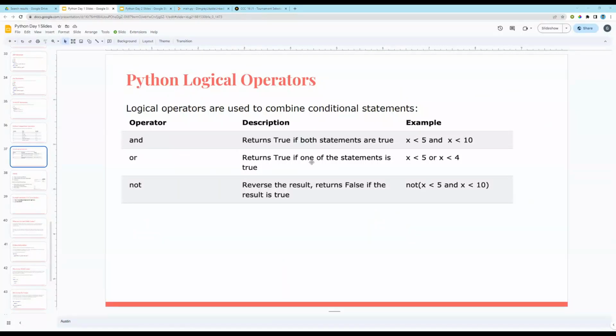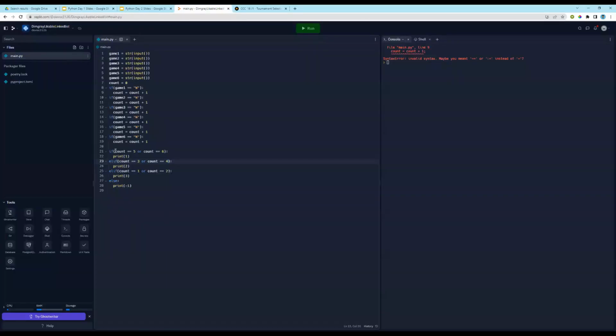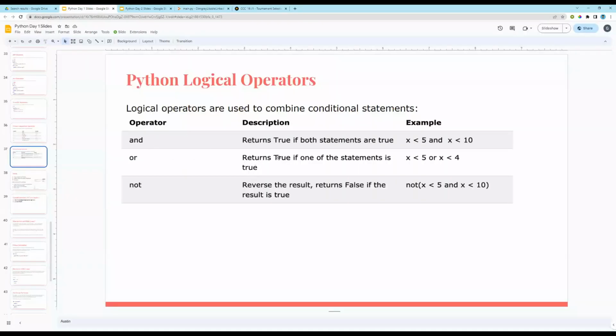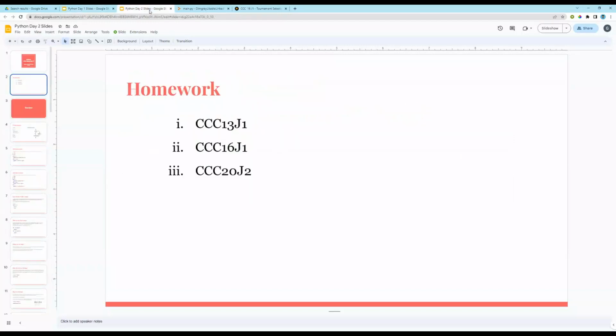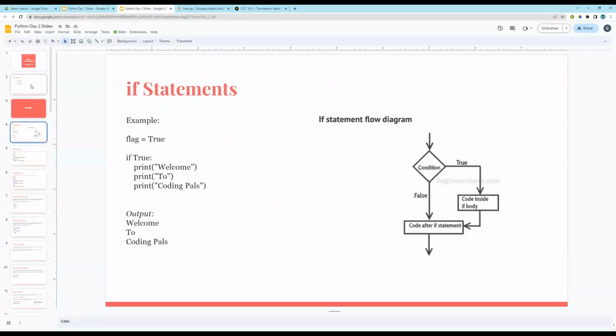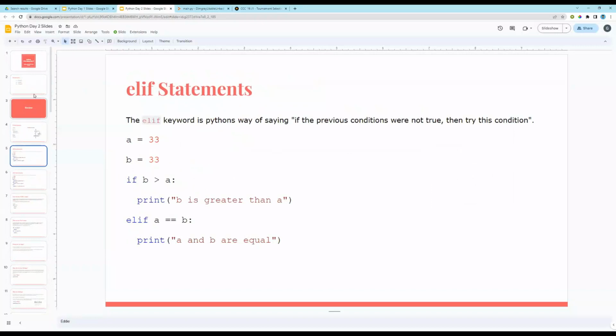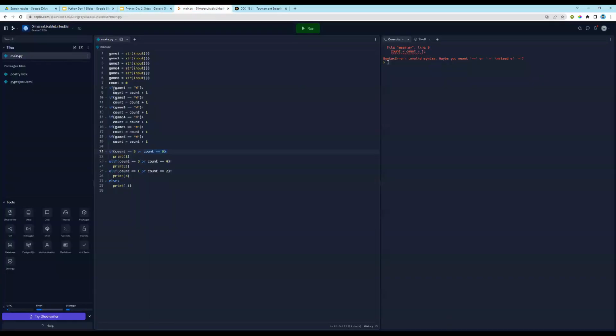So basically, or returns true if one of the statements is true. So we're just checking if it equals 5 or if it equals 6. So if it equals one of them, it will return true. If it at least equals one of them, then it will evaluate to true. And there shouldn't be brackets either because it's complicating the code.